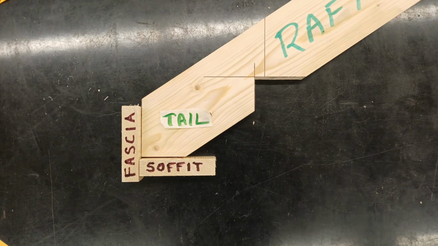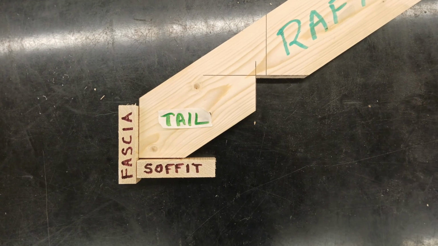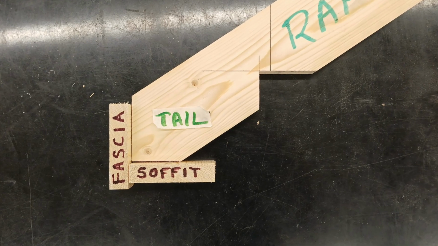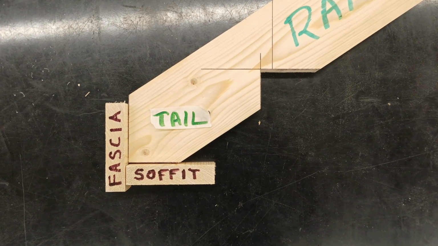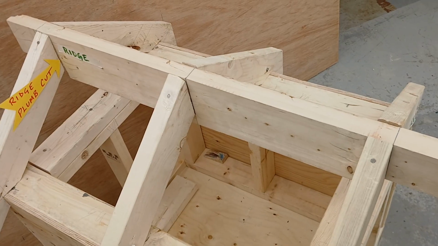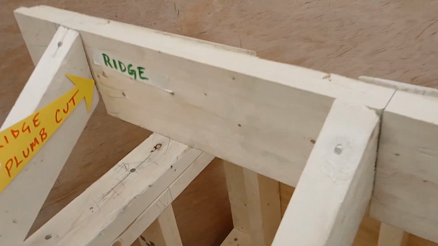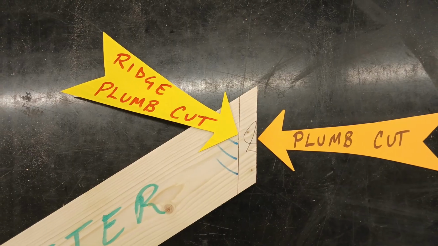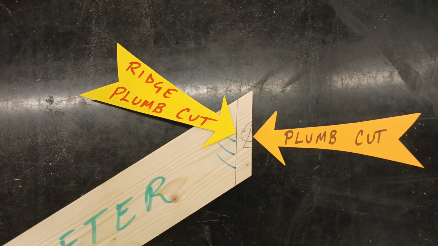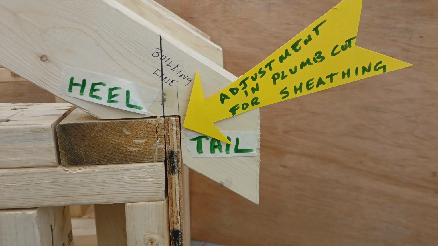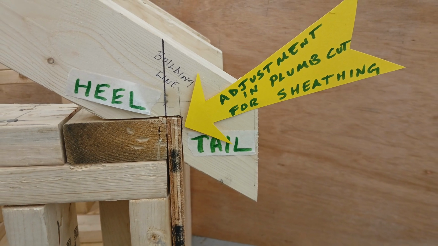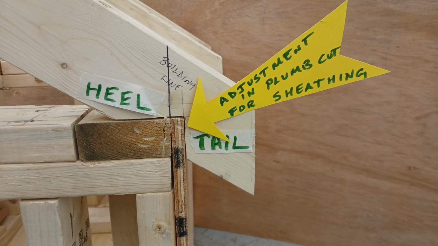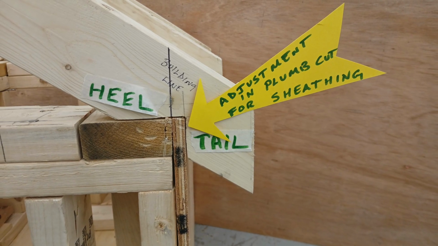The plumb and level cuts of the tail provide a surface for attaching a vertical fascia board and a horizontal soffit to enclose the underside of the roof overhang. The plumb cut at the top of the rafter fits against the ridge board, and it needs to be adjusted by half of the thickness of the ridge board back from the center line. If sheathing is installed on the walls before the rafters, then the plumb cut of the bird's mouth also needs to be adjusted by the thickness of the sheathing back away from the building line.